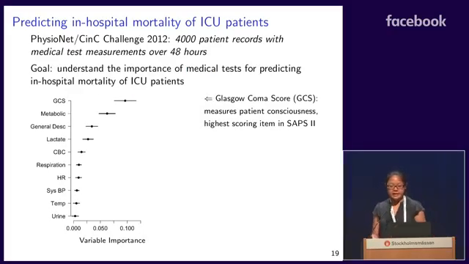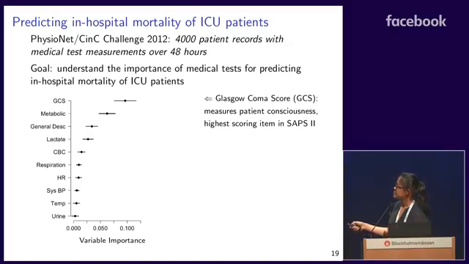And then finally, we applied our method to analyze 4,000 patient records from the ICU, and these records have medical test measurements that come from the first 48 hours of their stay. And our goal here is to understand the importance of these medical tests for predicting in-hospital mortality. So on the y-axis, we have these variable groups by medical test, and we've ranked them in order of importance.